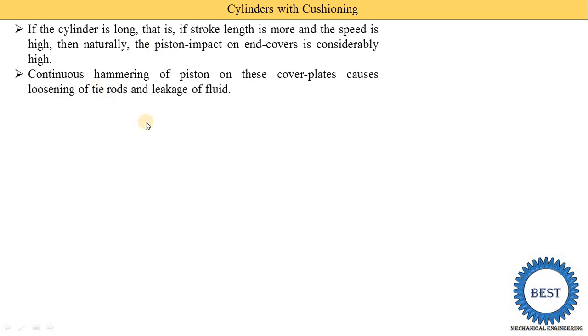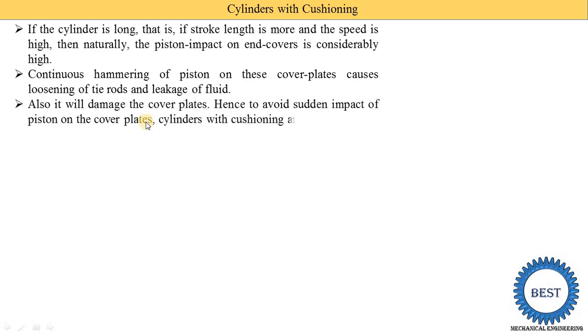So when we are not using cushioning, what happens? Continuous hammering of the piston on the cover plate causes loosening of tie rods and leakage of fluids. Also it will damage the cover plate. Hence, to avoid the sudden impact of the piston on the cover plate, cylinders with cushioning are used. I hope you can clearly understand why cushioning is required and what happens if you do not use cushioning.